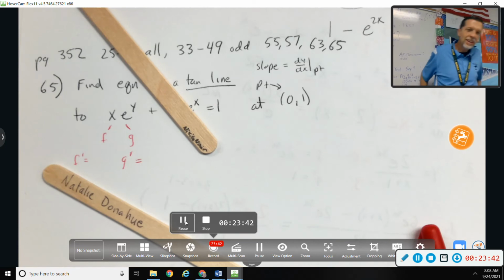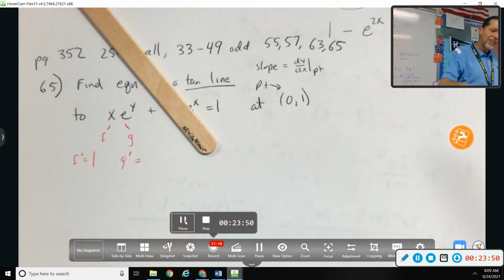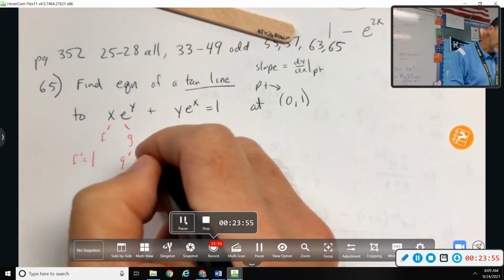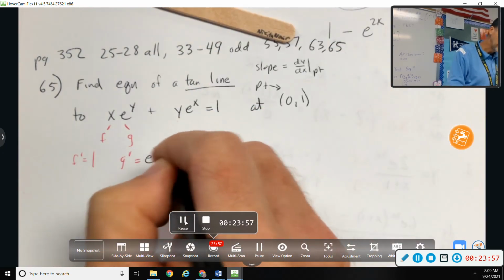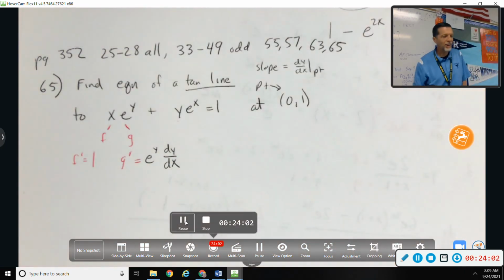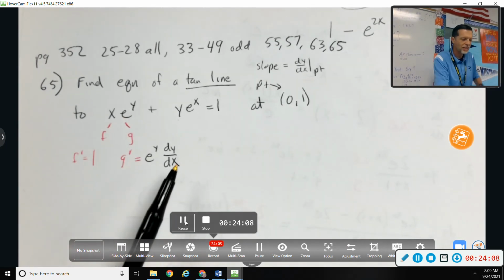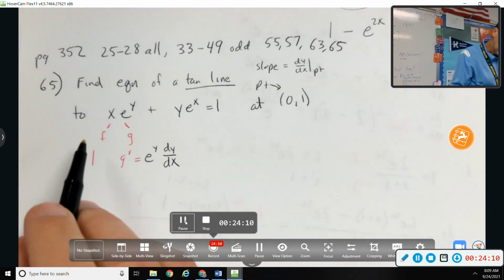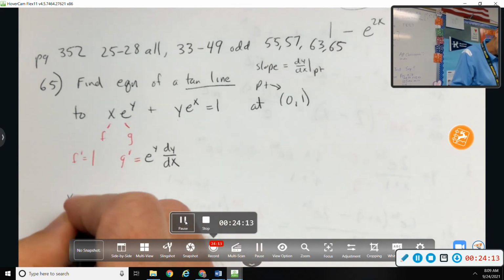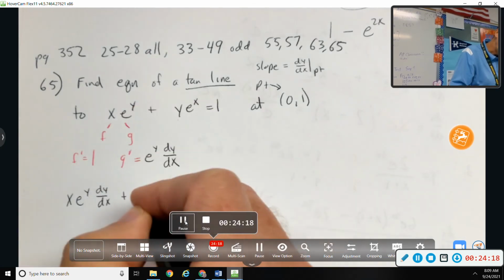Natalie? Oh, you got the easy one. What's f prime? 1. Nikita, you got the harder one. e raised to y times dy/dx. Very nice. We got implicit differentiation going on. But Nikita at least still remembered how to do that. So yes, e to the y is the derivative, but chain rule, dy/dx. So that would be x e to the y dy/dx plus the other way around, e to the y.